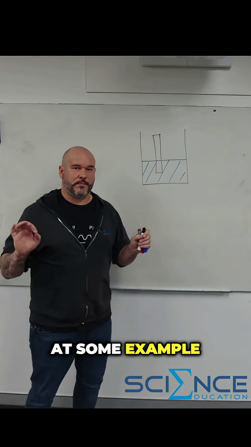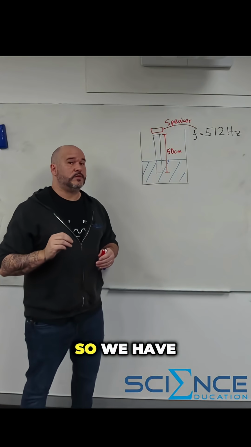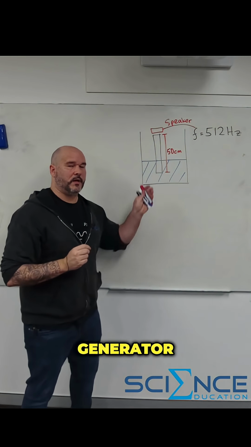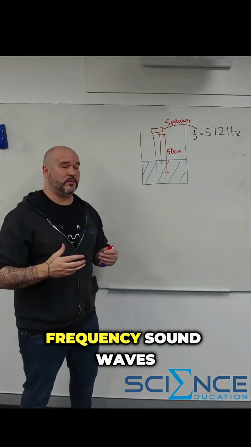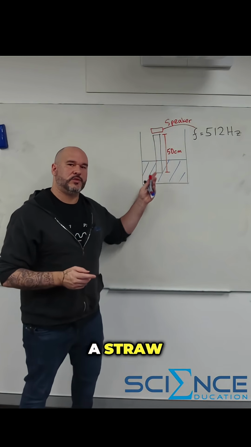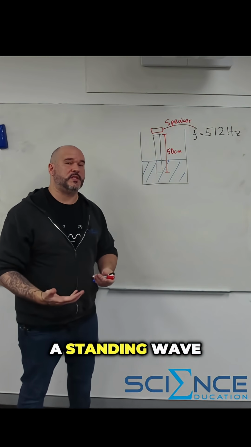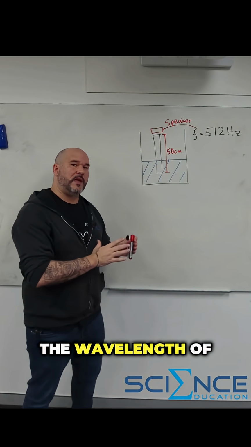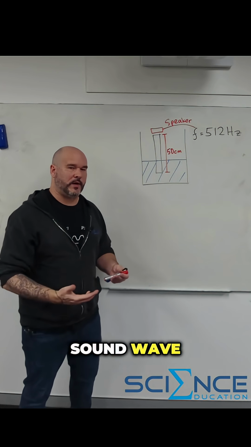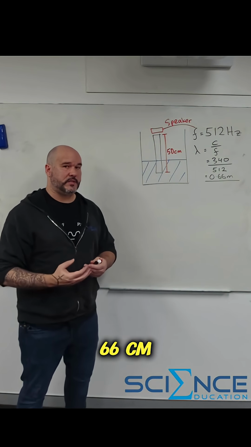So let's look at some example numbers for this type of question. We have a speaker or a tone generator generating 512 Hertz frequency sound waves. How far does the straw need to go into the water to set up a standing wave? Step one, let's solve for the wavelength of my 512 Hertz sound wave. We get that the wavelength of the sound wave is 66 centimeters.